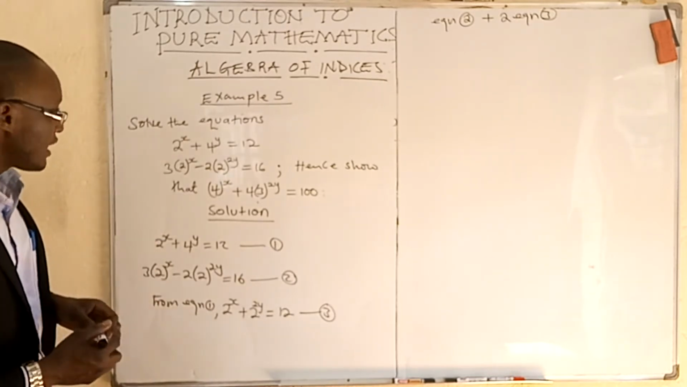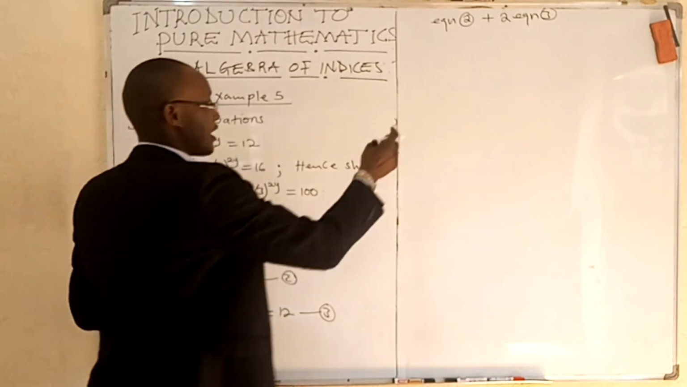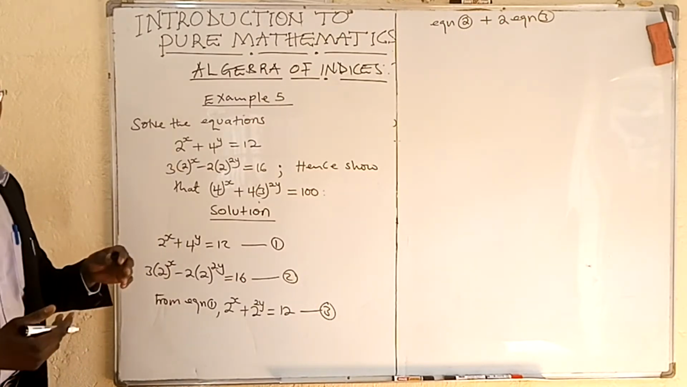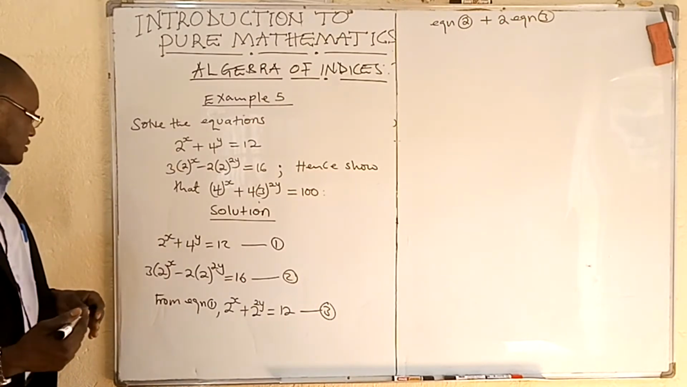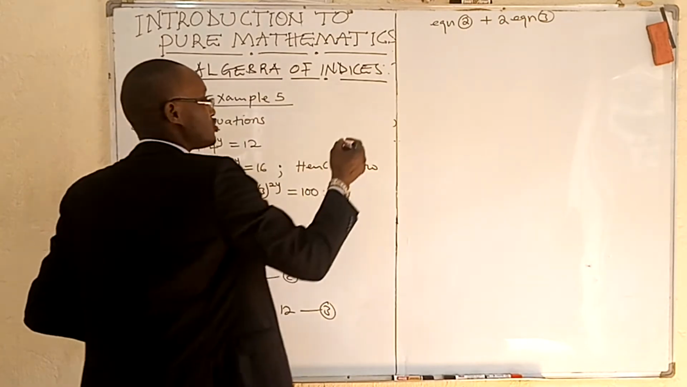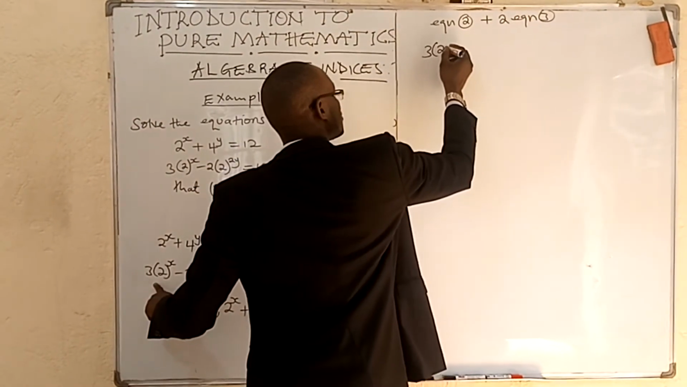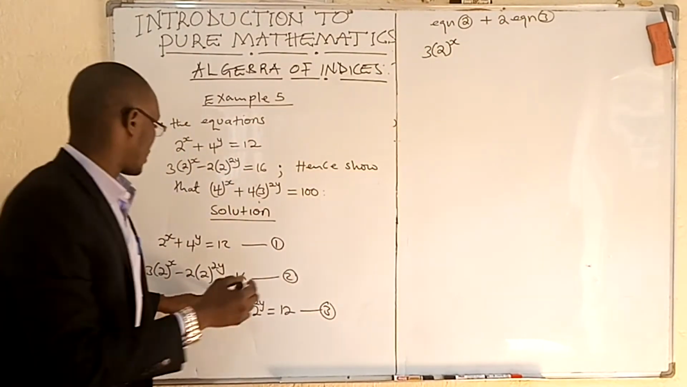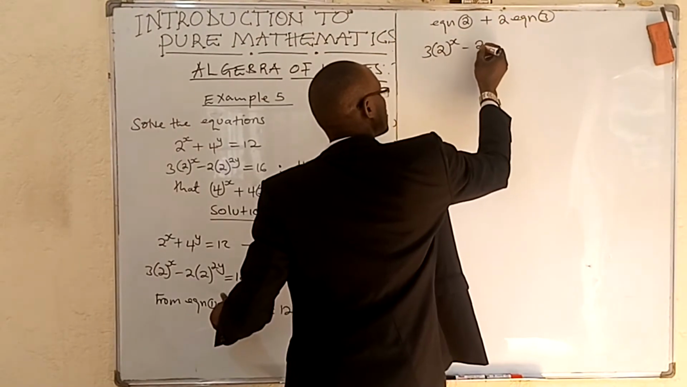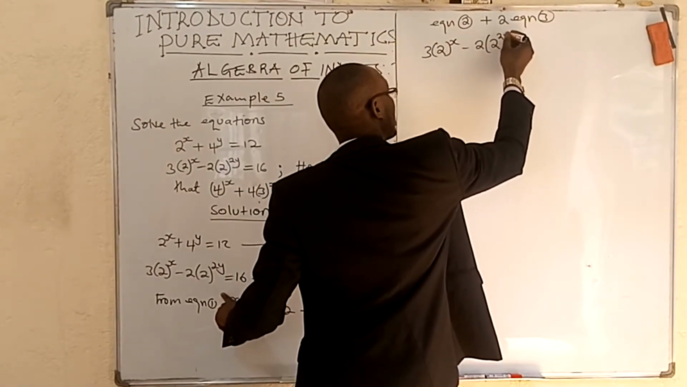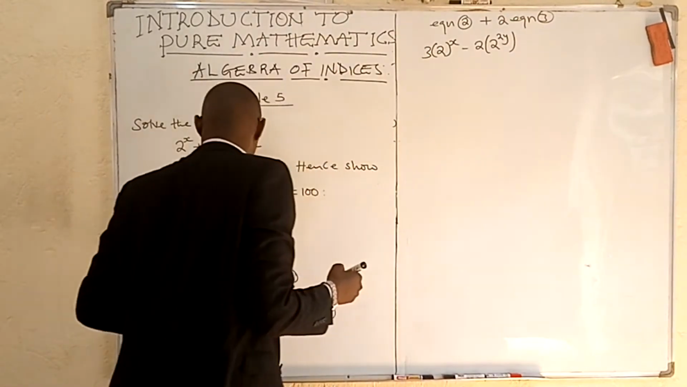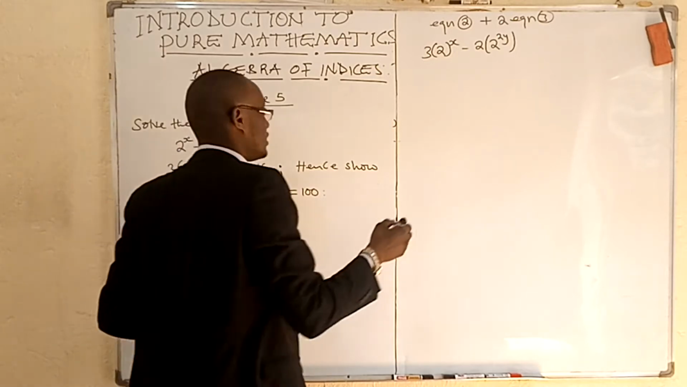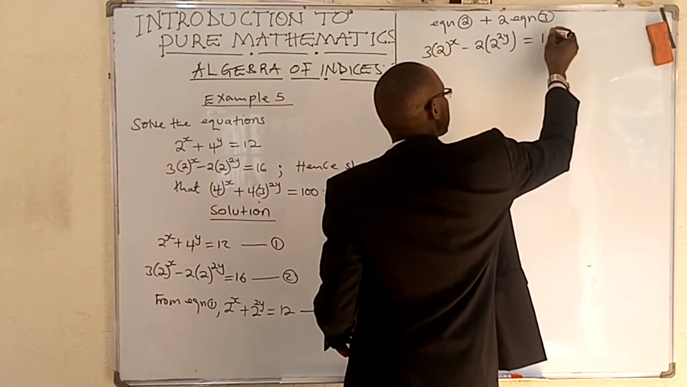So let us extract equation 2 the way we have stated it. Talk to the examiner always. We need to know what you are doing, dear viewers and my learners. In this arrangement, we have 3(2)^x, then minus 2(2)^(2y). There is no problem if I put the power 2y exactly onto the 2. This is equal to 16.